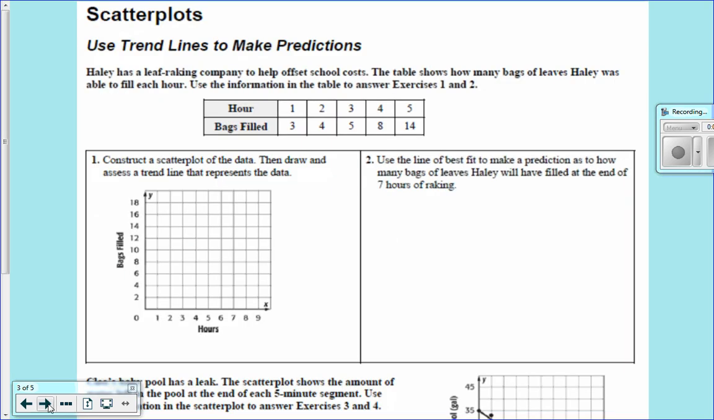All right, so turn it over to the back. I want you, with your table, to try number 2, and then we'll see how you do.